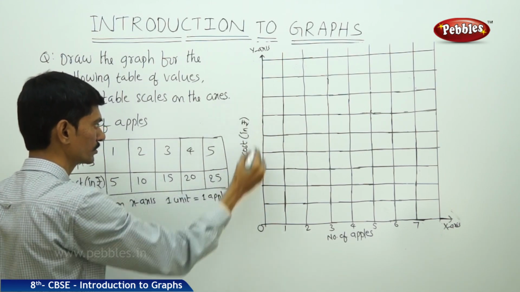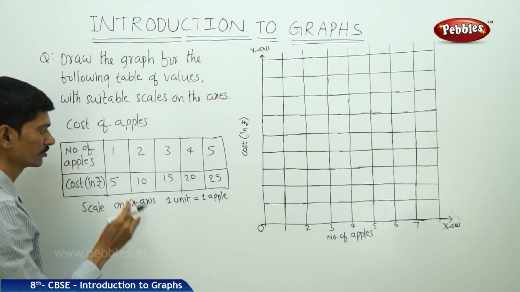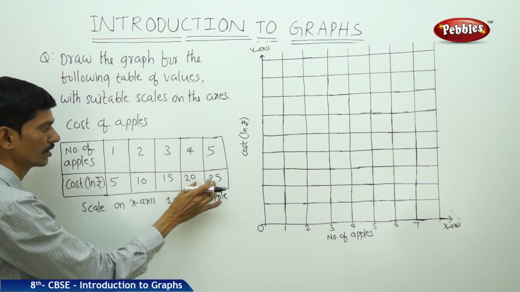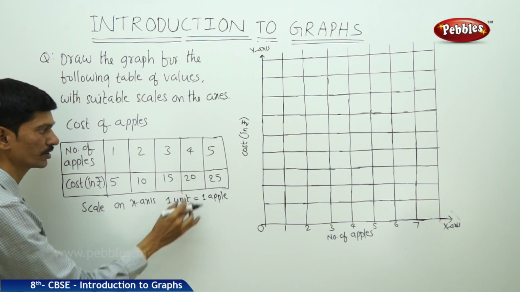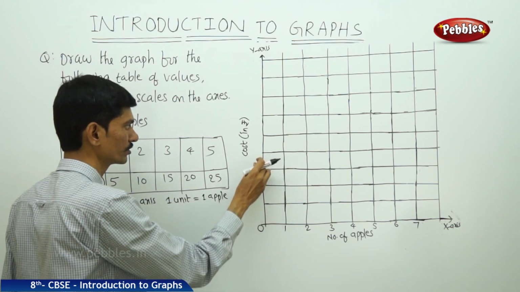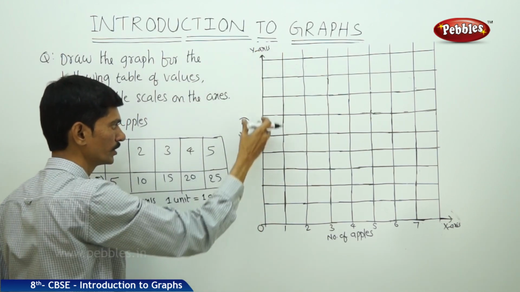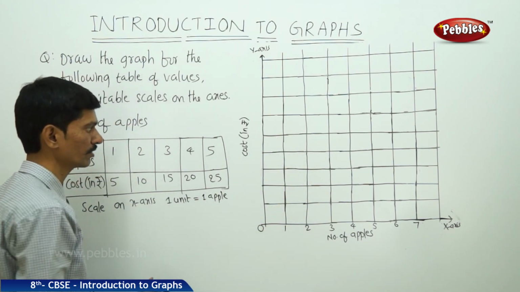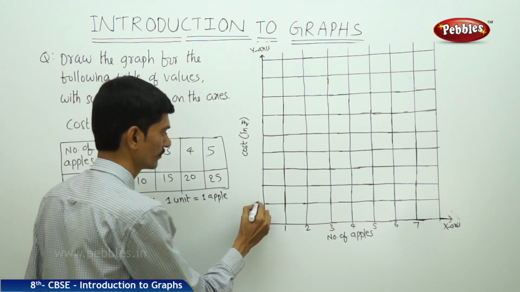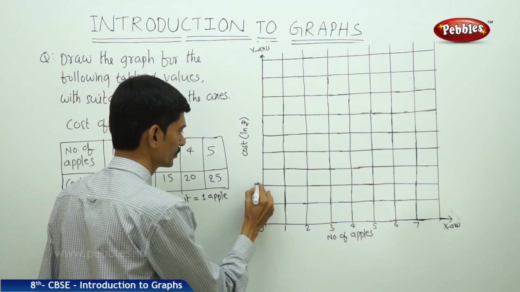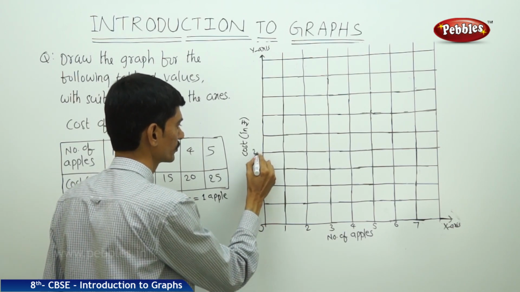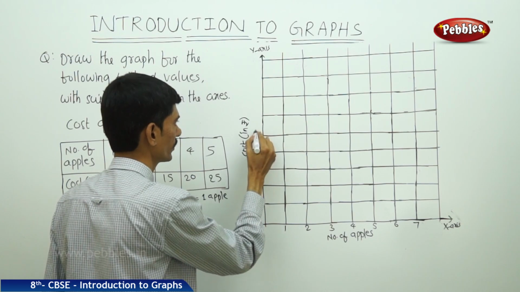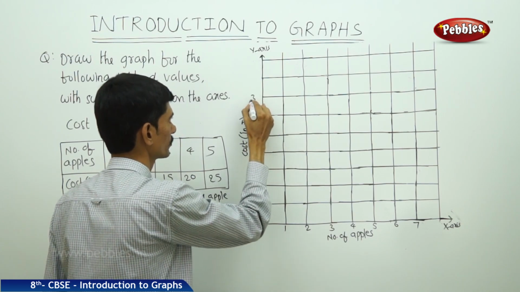Then on the y-axis we will take the multiples of 5. Because 5, 10, 15 up to 25, the largest number is 25. If you take 1, 2, 3, 4 up to 25, the graph sheet is not sufficient for us, so we will take the multiples of 5: 5, 10, 15, 20, 25, 30, 35.